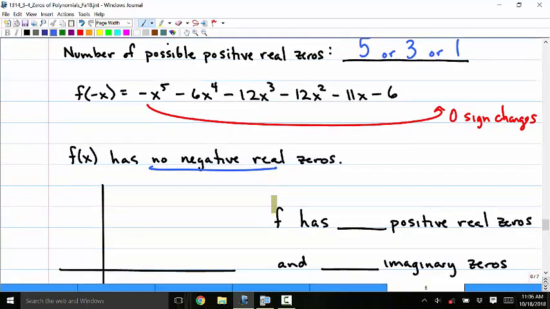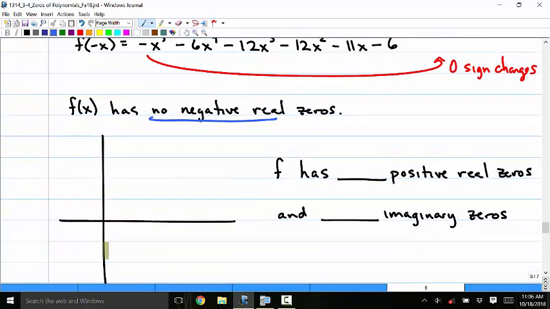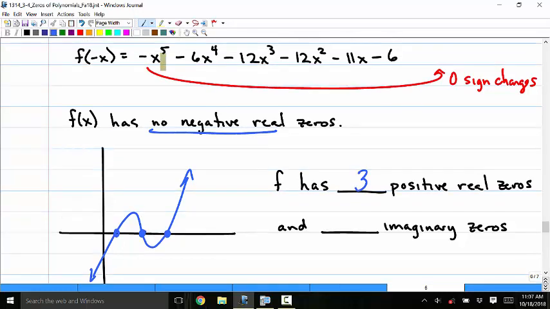When I looked at the graph, it looked like this, yes? You agree? So how many positive real zeros did I have? Just 3. But what degree polynomial was it? It was an x to the 5th. So that means that I have to have 2 imaginary zeros.